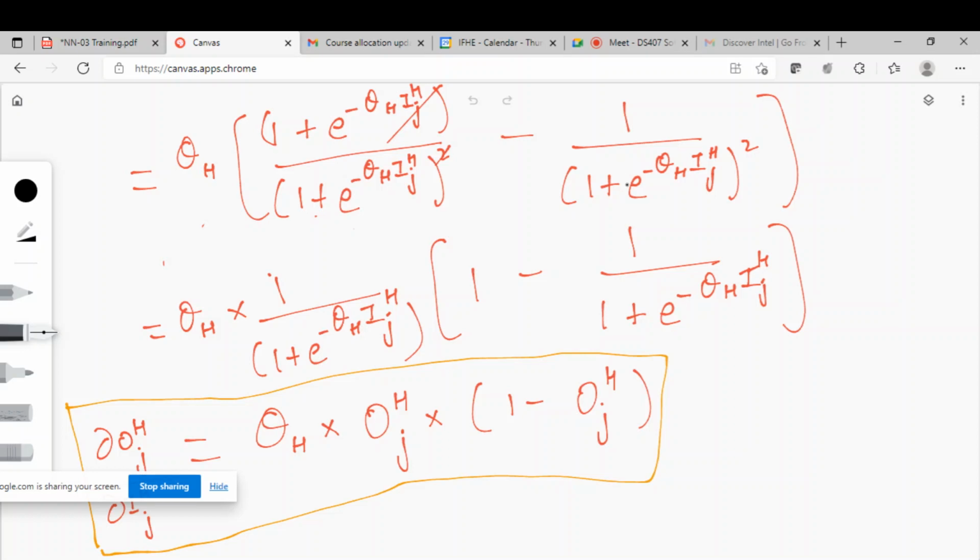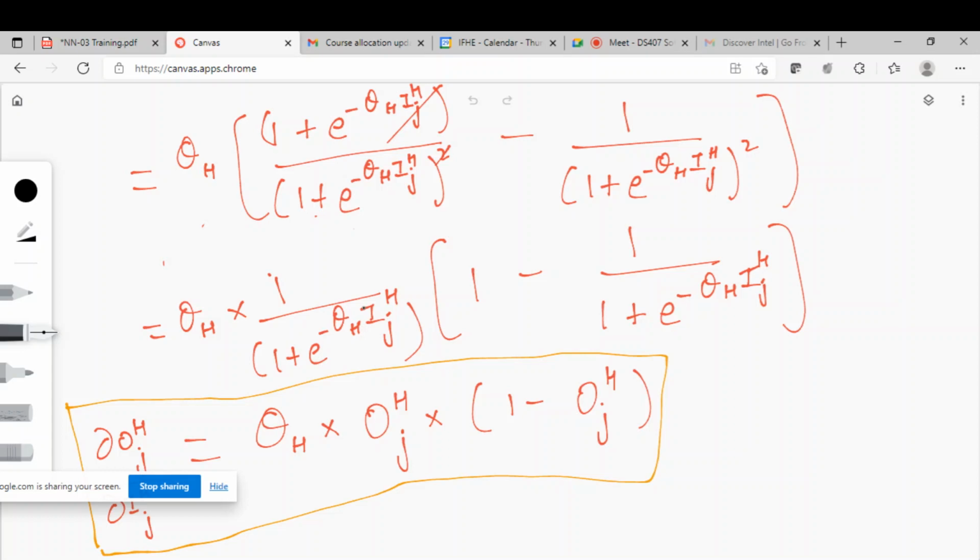Now this 1 by 1 plus e to the power theta h ijh we can take common out. If you take this out, this term will be 1. So it will be 1 minus 1 by 1 plus e to the power minus theta h ijh. Again, if you see this, what is 1 by 1 plus e to the power minus theta h ijh? It is the same as the sigmoid function, right? It is the same as the log sigmoid function. Okay, so that is our input.